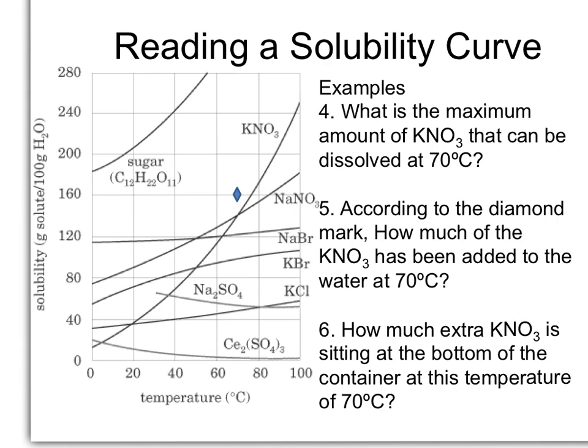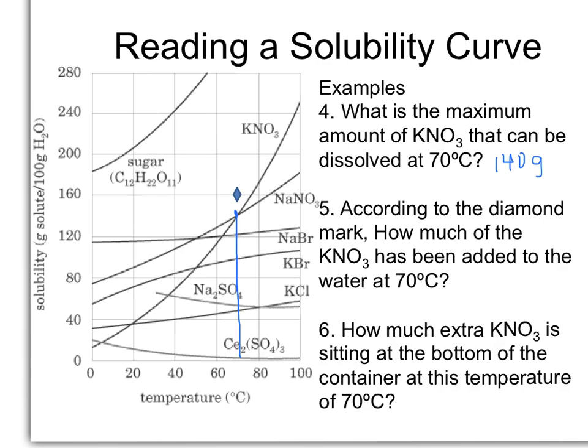Question 4 says, what is the maximum amount of potassium nitrate that can be dissolved in 100 grams of water at 70 degrees Celsius? So we're going to do the same thing we did in the last question. We are going to go to 70 degrees Celsius, and we are going to move up until we hit the potassium nitrate line, which is about right there, and that is 140 grams.